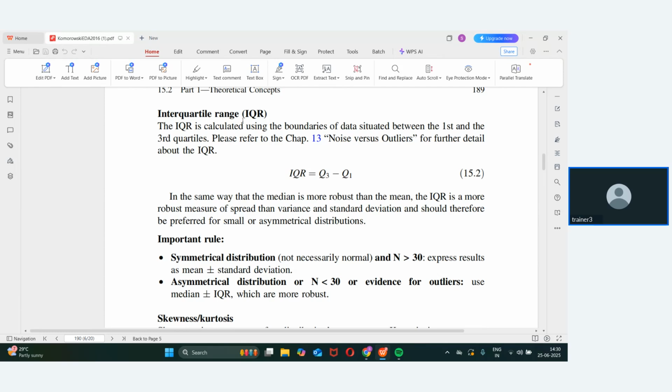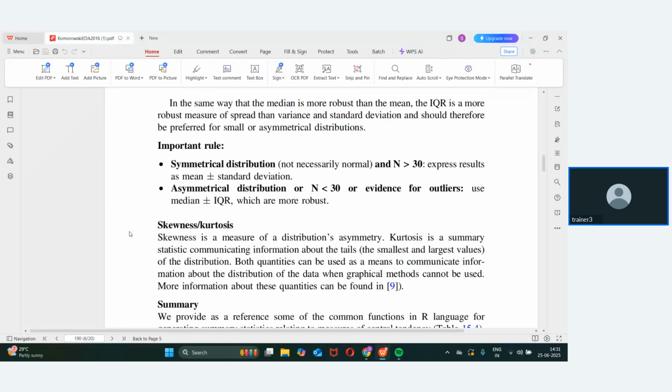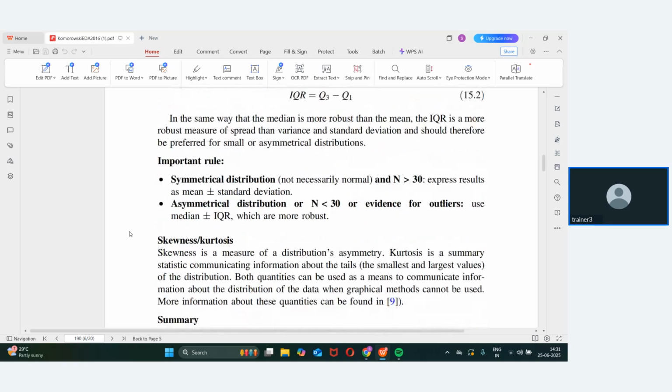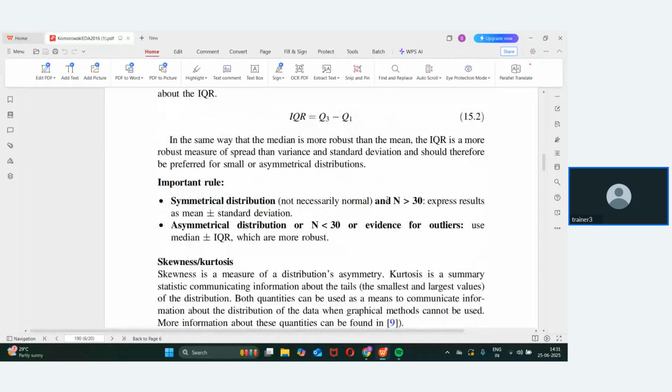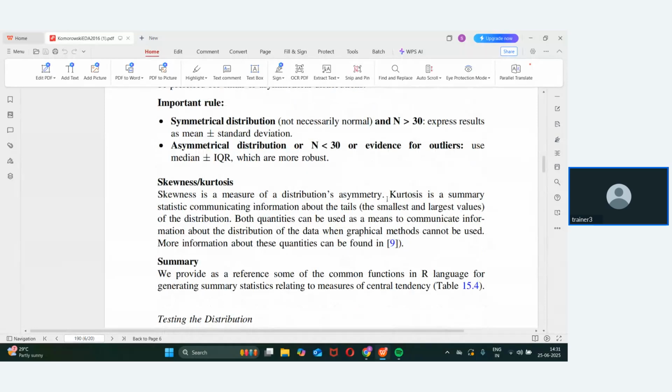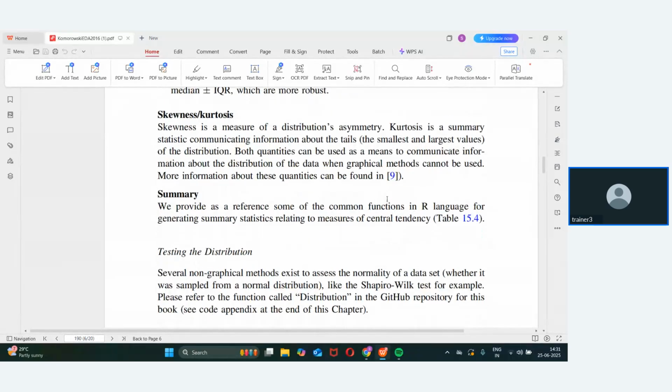So interquartile range, don't worry if you do not understand it. It is again one of the things under measures of spread. These are all measures of spread. So IQR is interquartile range. What is it used for? It is used to calculate the boundaries of data that are situated between the first and third quartile only. These are all not too important.